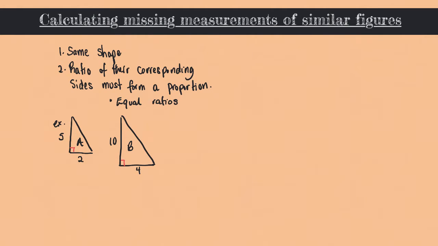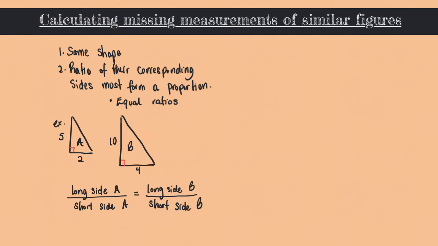Well, what I'm asking is: is the ratio of the long side of A to the short side of A equal to the ratio of the long side of B to the short side of B? So now let's put in the measurements that they actually gave you for these different sides of our triangles. The long side of A is given as 5 units, so that's 5 divided by the short side of A, which is 2. That's our ratio, 5 halves.